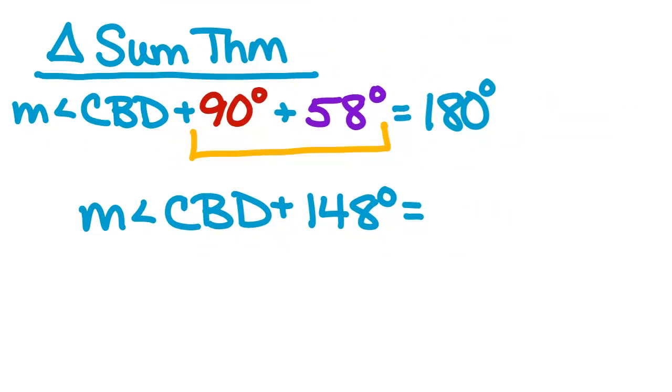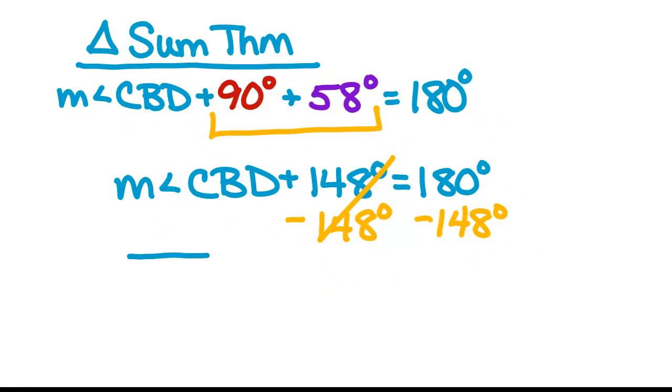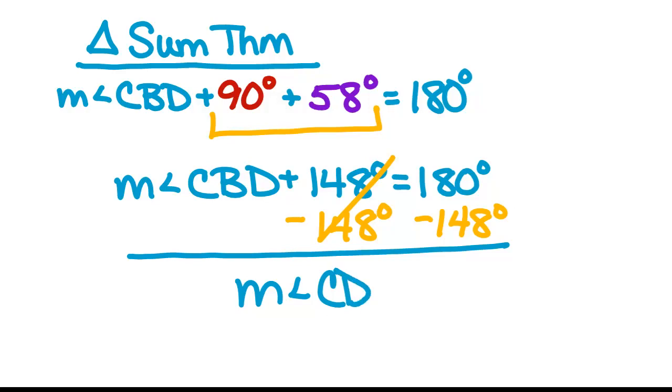So the measure of angle CBD plus 148 degrees equals 180 degrees. I'm going to subtract 148 degrees from both sides. And so that means angle CBD is how big? 32 degrees.